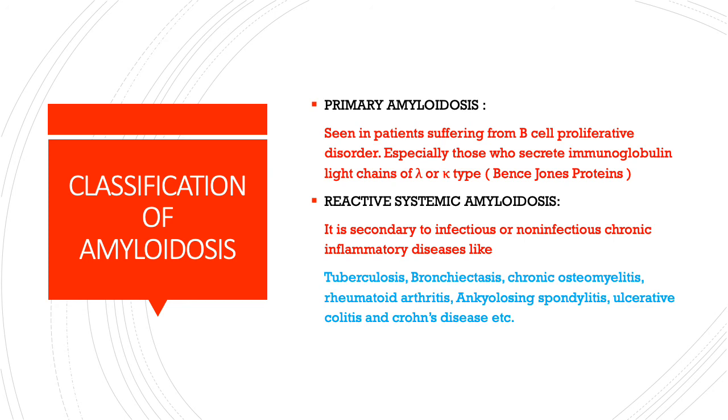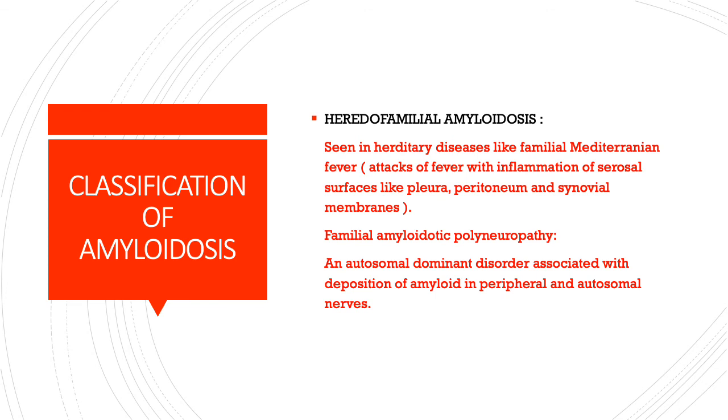Reactive systemic amyloidosis, or secondary amyloidosis, is seen in the background of any chronic inflammatory condition. Okay, it is secondary to infectious or non-infectious chronic inflammatory diseases like tuberculosis, bronchiectasis, chronic osteomyelitis, rheumatoid arthritis, ankylosing spondylitis, ulcerative colitis, and Crohn's disease. Okay, hereditary familial amyloidosis is seen in hereditary diseases like familial Mediterranean fever, wherein you see attacks of fever with inflammation of serosal surfaces like pleura, peritoneum, and synovial membranes.